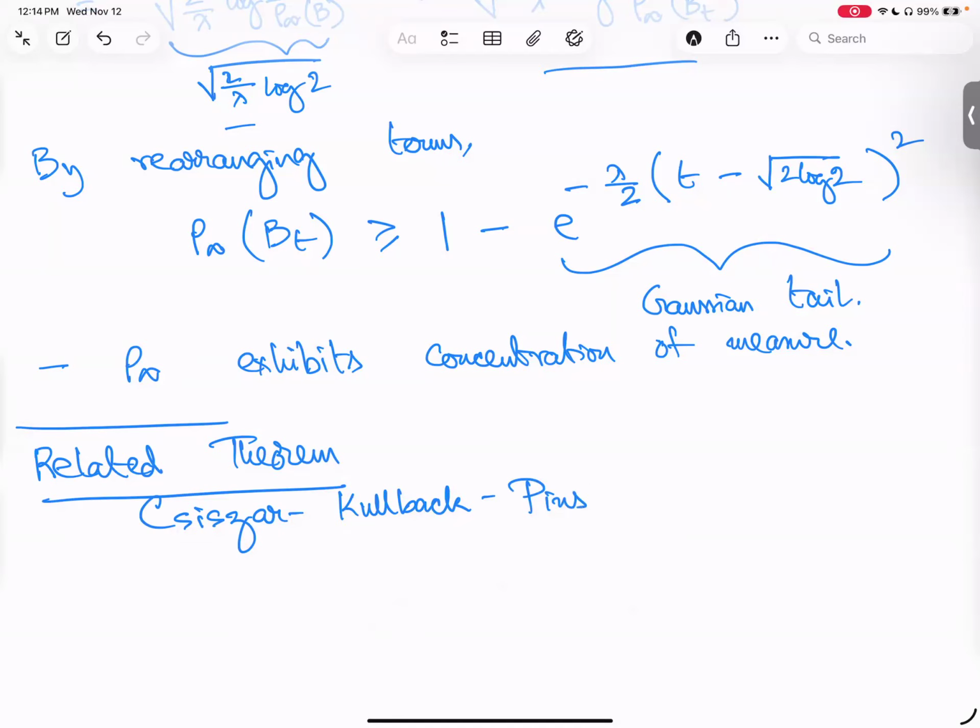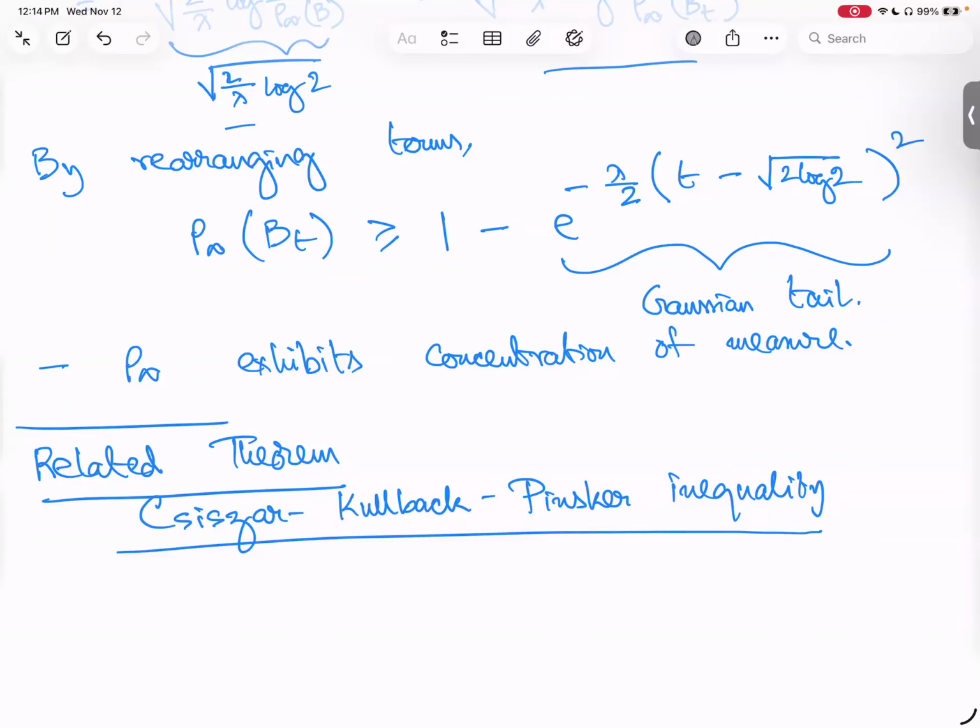Zeiser-Kullback-Pinsker inequality. Sometimes it's just called Pinsker inequality, depending on which community you're talking to. It says the following is true: no matter what rho infinity you look at, for any rho infinity, the total variation distance between rho and rho infinity is bounded by twice the Kullback-Leibler of rho to rho infinity.